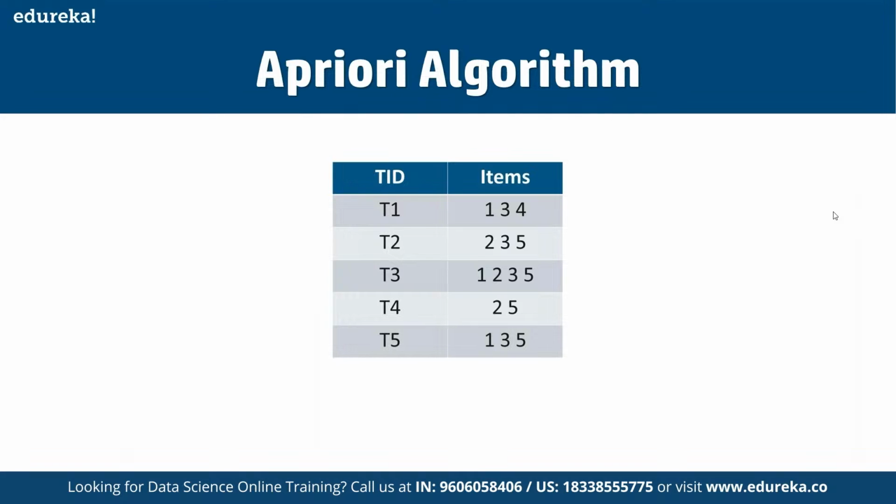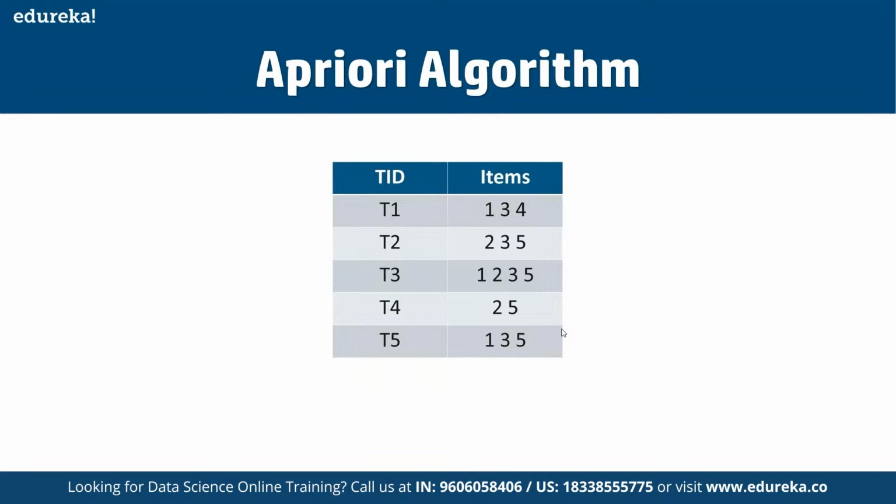All right, so now let's look at a simple example. Let's say we have the following data of a store. We have the transaction ID here, and then we have the items. In transaction one we have 1 3 4, then 2 3 5, 1 2 3 5, 2 5, and 1 3 5.